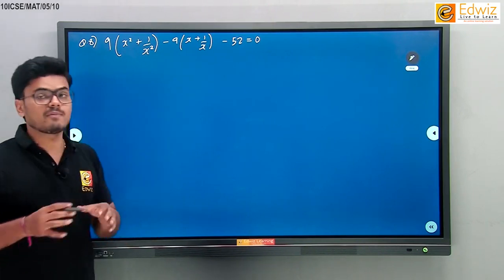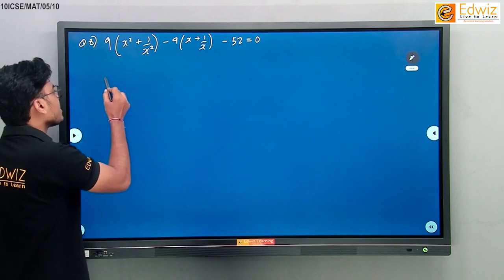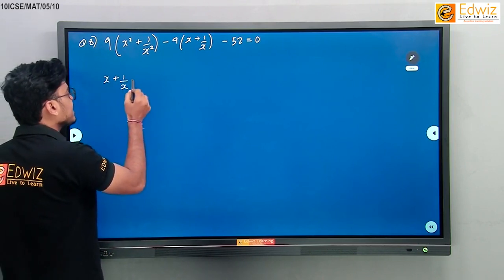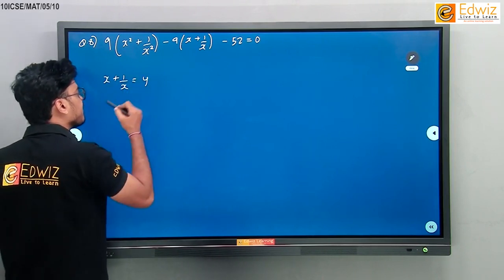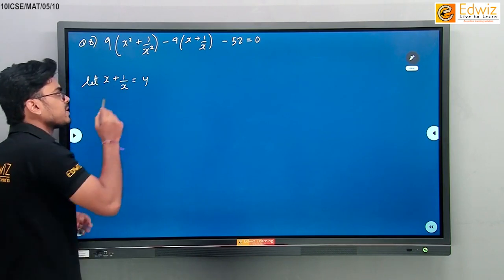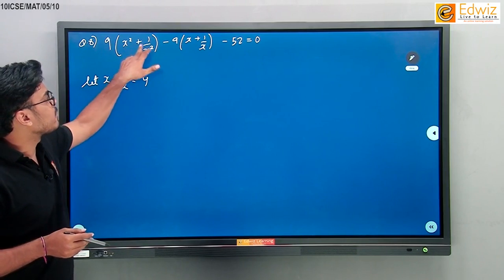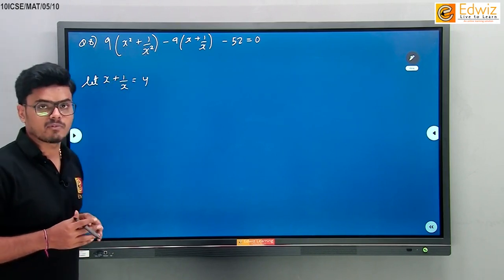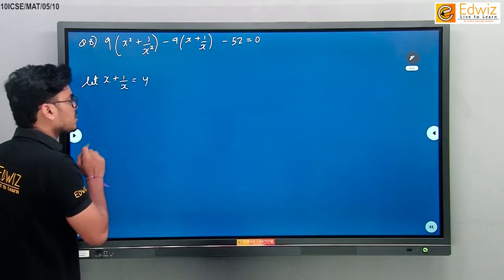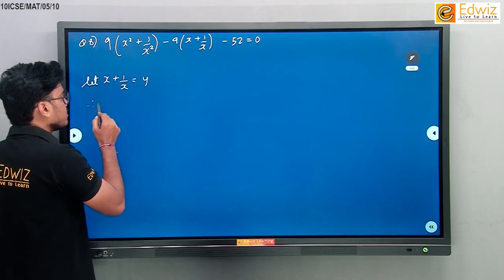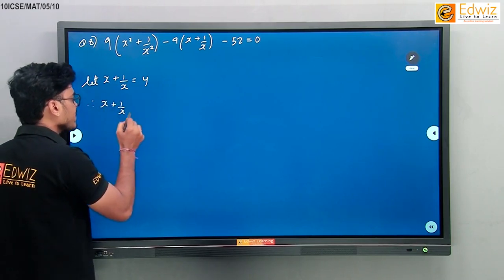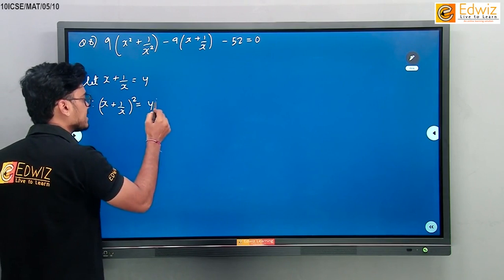In the hint, they have told us that if we assume x plus 1 upon x as some other variable, let it be y. So let x plus 1 upon x equal y. Now we need to find x square plus 1 upon x square in terms of y. If we square both sides, the whole square will be equal to y square.